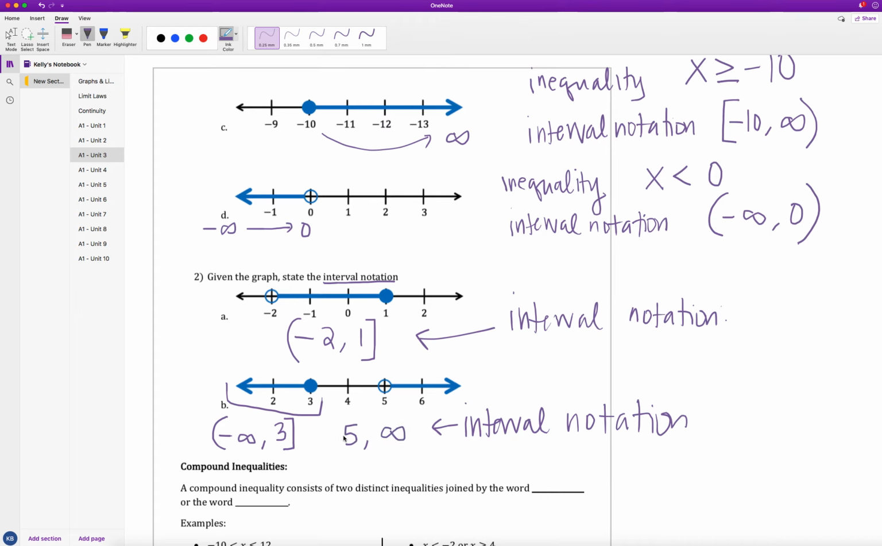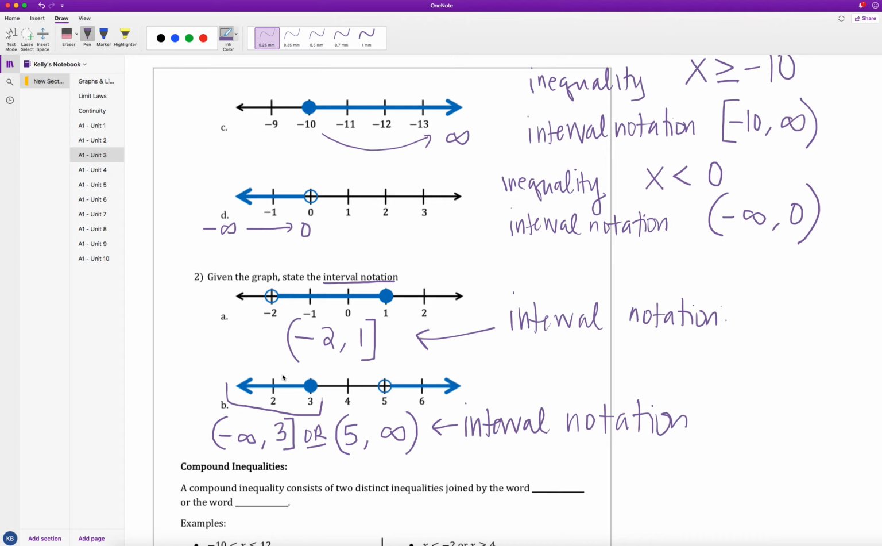At 5, will I have a parenthesis or a bracket? We will have a parenthesis because we do not want to include the endpoint. And at infinity, will I have a parenthesis or a bracket? We will have a parenthesis. By definition, we always use a parenthesis on infinity. I'm going to join these answers together with the word or. And the reason I'm using the word or is because it would not be possible to be over here, which is smaller than 3, and bigger than 5 at the same time.